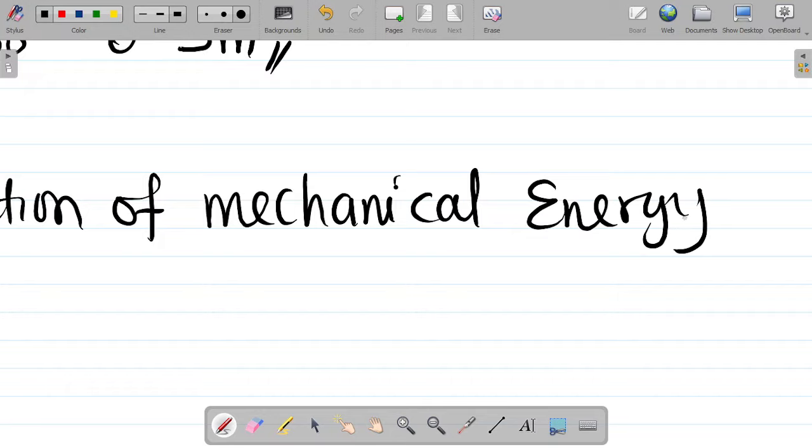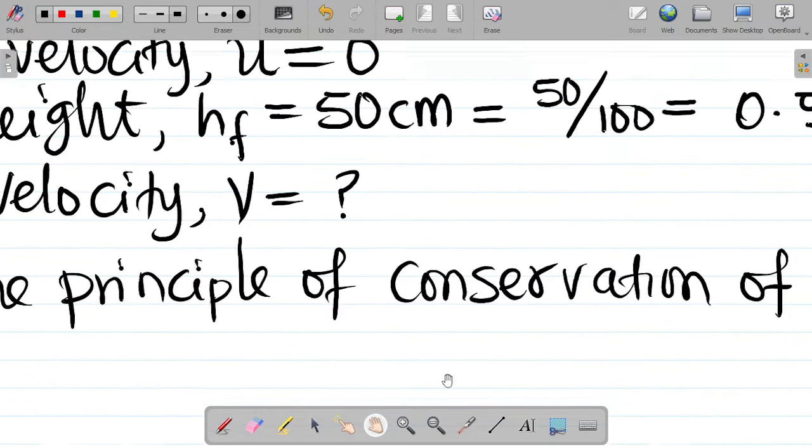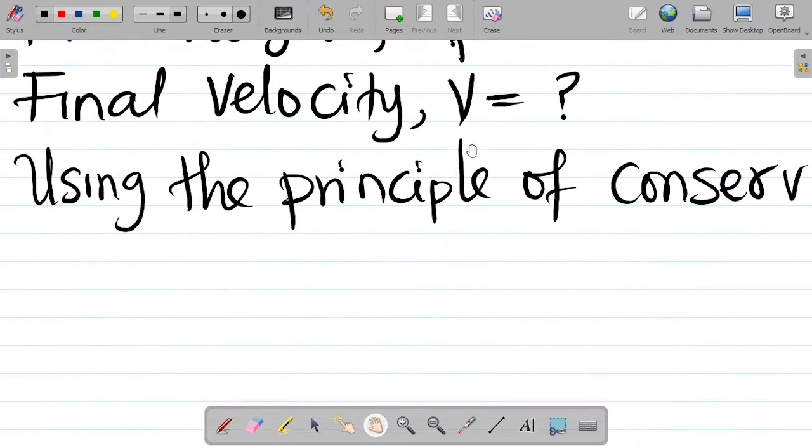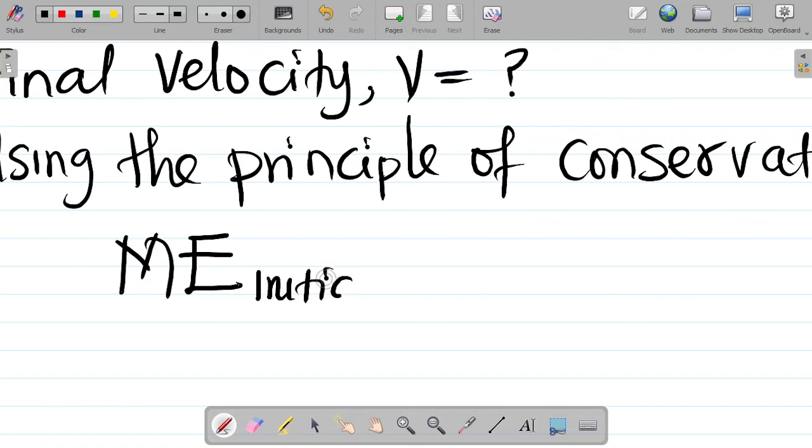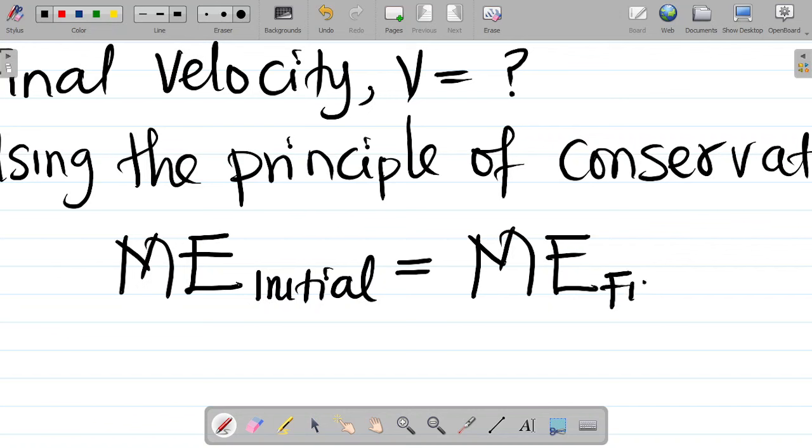What do we have? Now, if I use the principle of conservation of mechanical energy, what do I have there? Recall that the mathematical form of conservation of mechanical energy is that the mechanical energy at an initial phase, I'll call this ME, that's mechanical initial, is equal to the mechanical energy at the final stage. And that's why we said the mechanical energy is what there? Constant. It does not change. So the initial mechanical energy is equal to the final mechanical energy.